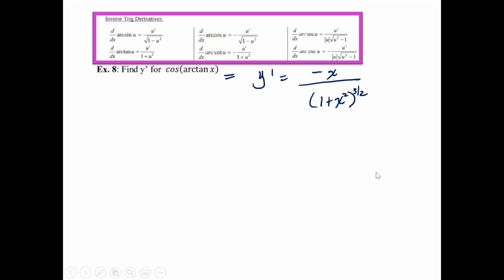Let's take a look at example 8. I have the answers right here, so go ahead and give that a try on your own.